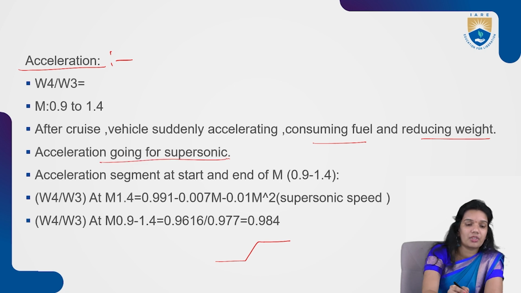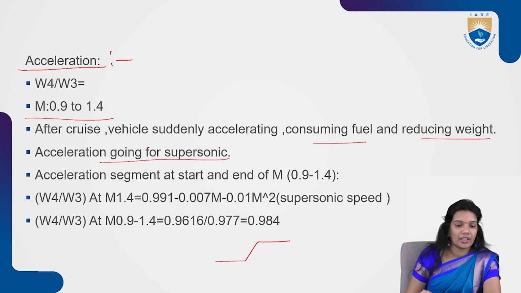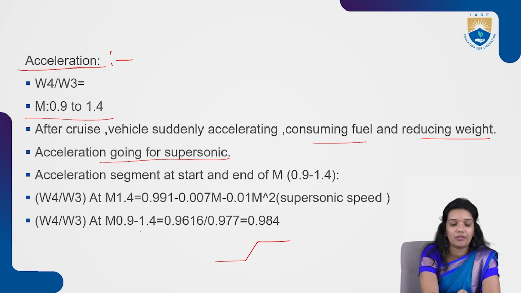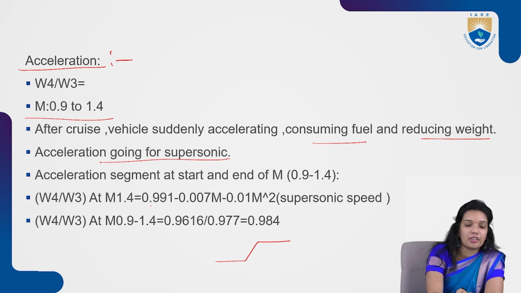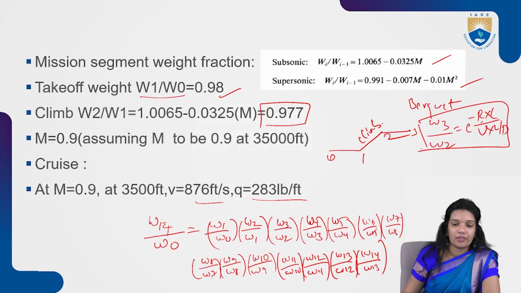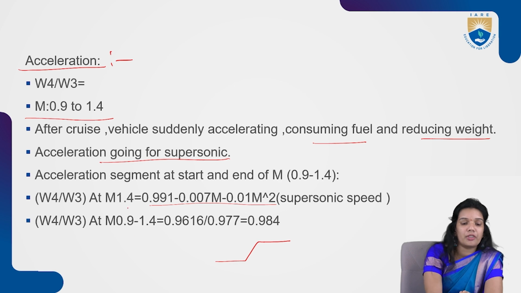So acceleration going for supersonic, then your Mach is not going to be only 0.9, it is going to be in a region of 0.9 to 1.4, right? So therefore again I go and calculate W4 by W3 in terms of 0.9 to 1.4, right? Now I have particular formulas with respect to supersonic speed. We have seen here in terms of climb, we have a formula, right? This is the formula. I'm going to take it and calculate it here, right? So at 1.4, because acceleration is going to be supersonic, we take the supersonic formula and we calculate that value.